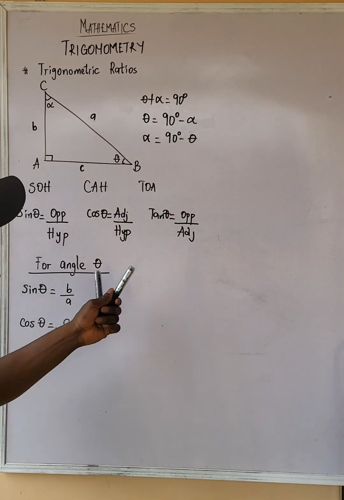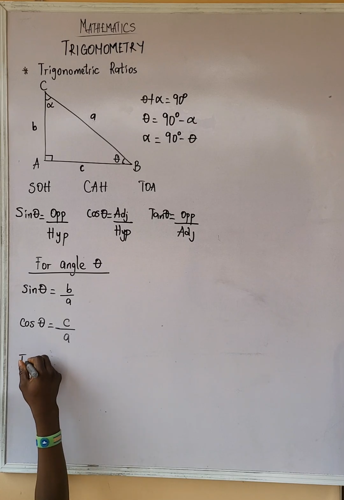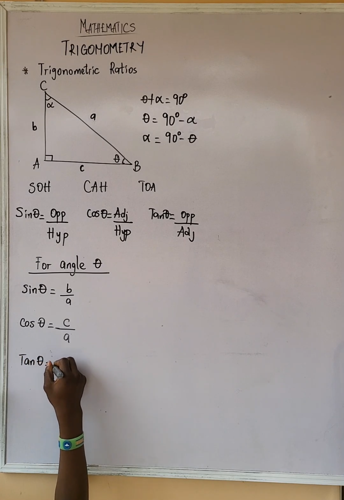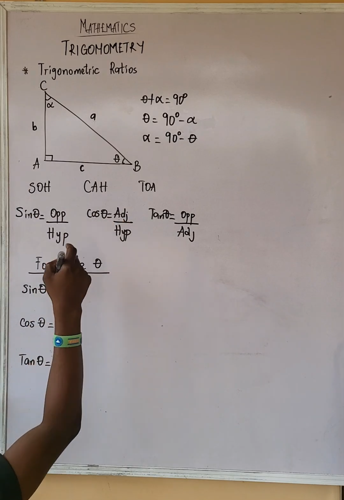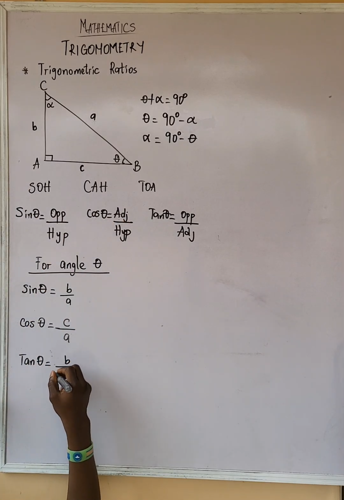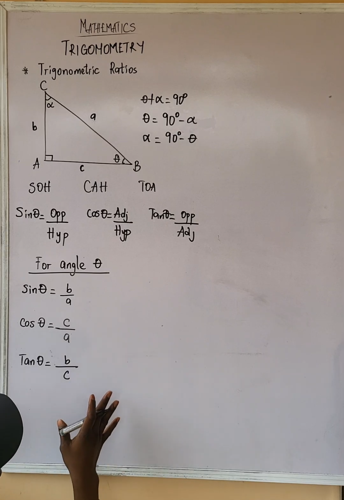Now let's come for tan. Tan theta is opposite over adjacent. Now what is the opposite of this theta? The side that is opposite to the angle theta is B, over what is the adjacent? C. So that is B over C. Do you all understand how we got all this?